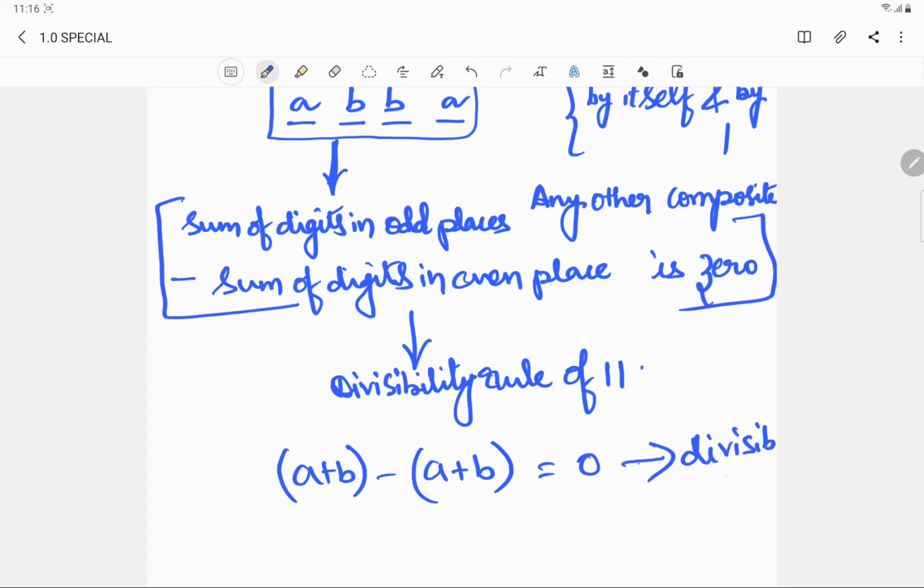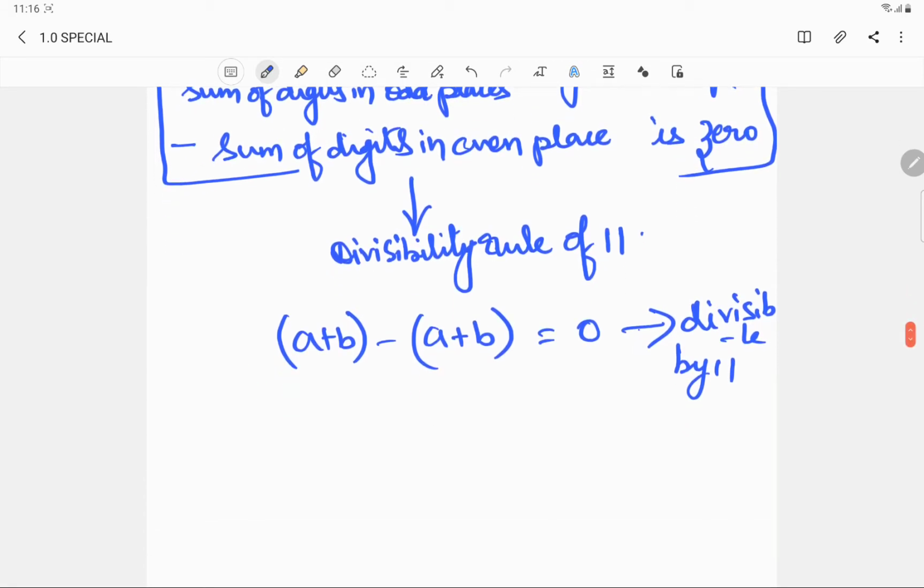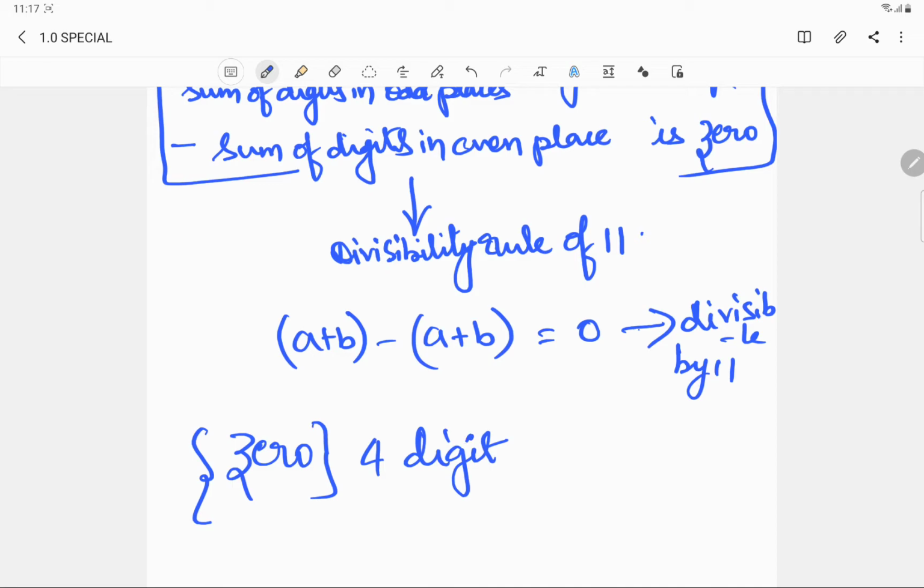Since it is divisible by 11, there would be 0 4-digit palindromes that are prime, because every 4-digit palindrome will be divisible by 11. So there will be 0 4-digit palindromes that are prime.